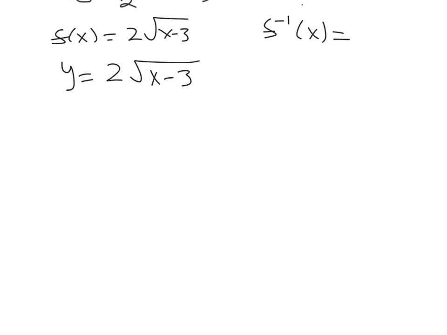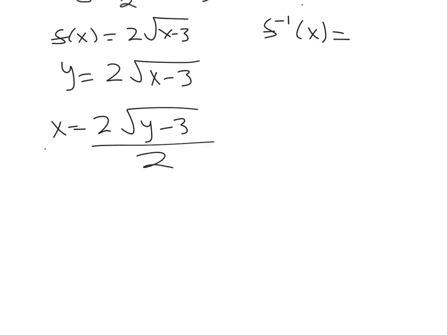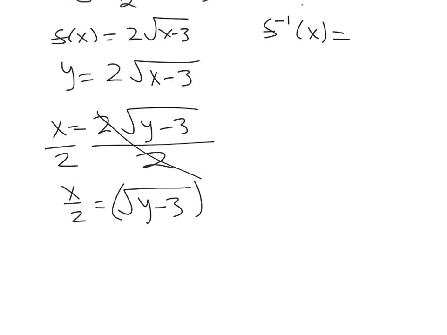So the way we're going to do that is we're going to switch the x and y. So I've got x is equal to 2 square root of y minus 3. And so then I'm going to divide by 2 on both sides. So I've got x over 2 is equal to the square root of y minus 3. And now I'm going to square both sides, okay? So that's going to get rid of my square root and my squared.